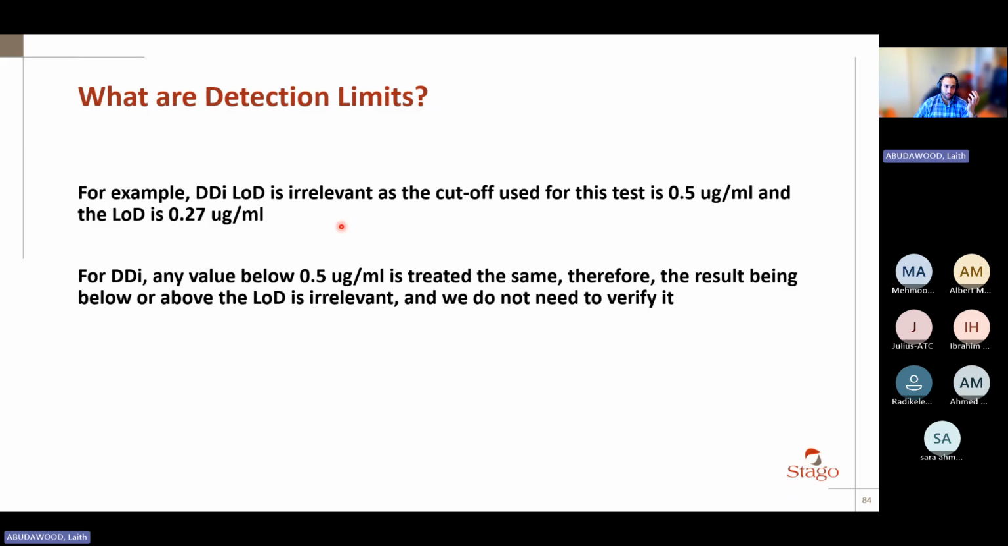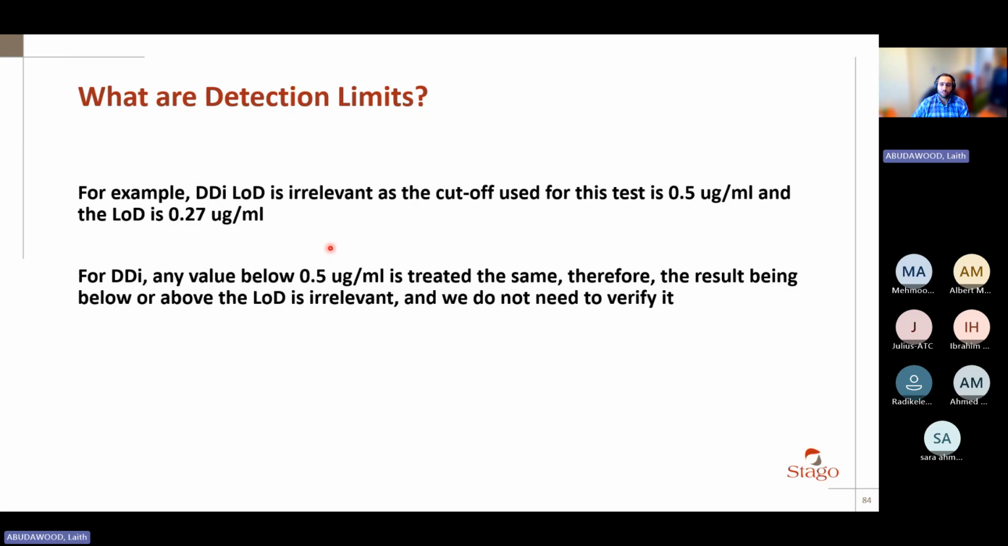Is limit of detection relevant for D-dimer clinically? Absolutely not in this case. If the limit of detection was higher than the cutoff, it means the assay is not reporting good results at the cutoff, which means clinically we cannot use this test. But for us, we don't have analyzer tests where the limit of detection is above the cutoff or above the limits that we need for the work.